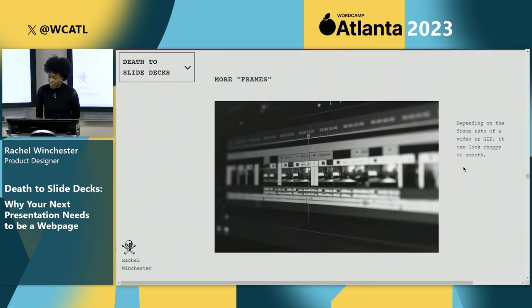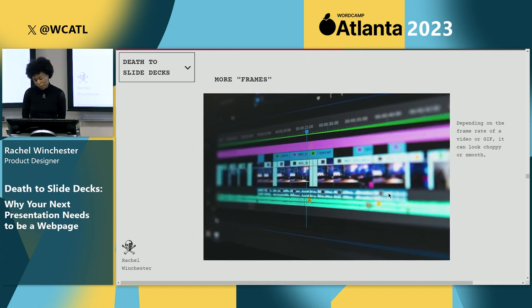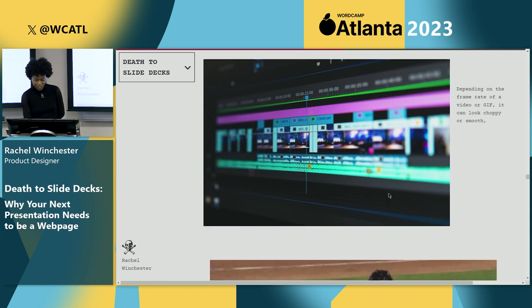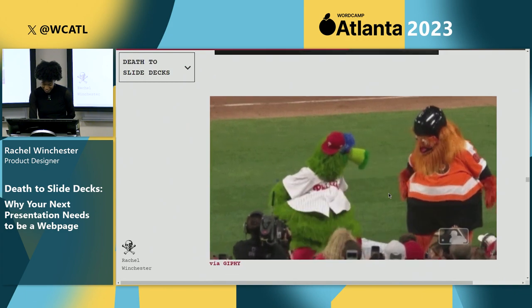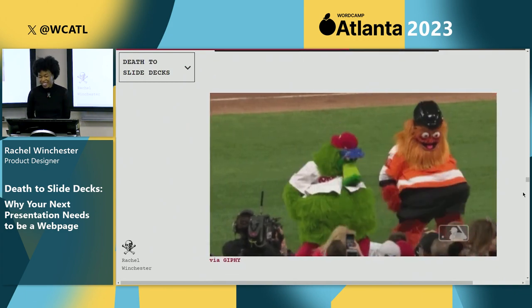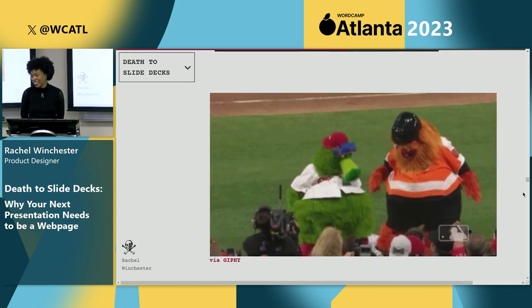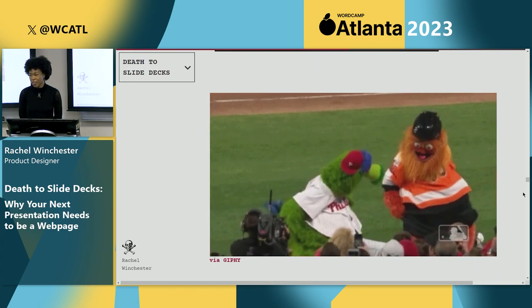More frames with digital video. So depending on the frame rate of a video or GIF, it can look choppy or smooth. So frames are very important with video because that's what makes it lifelike. And it's also what makes GIFs so funny. Because GIFs are choppy, I think they work so great for comedy.